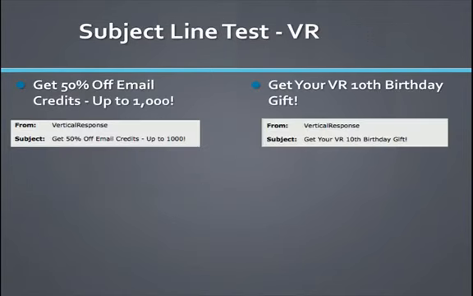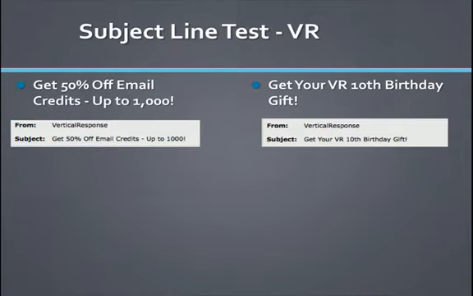So let's start taking a look at some examples of all of these things that I've just been talking about. This is a subject line test that we did here. February is Vertical Response's anniversary. And so this past February was our 10th anniversary, and our team was wondering if having a mysterious Vertical Response gift would perform better than just saying what the offer was. So this is just a direct offer, a description of the offer here on the left-hand side. Get 50% off email credits up to 1,000.